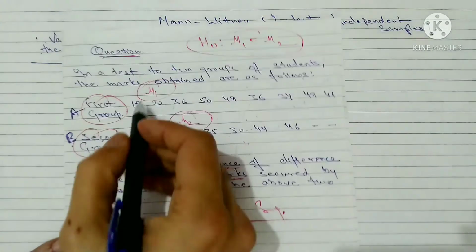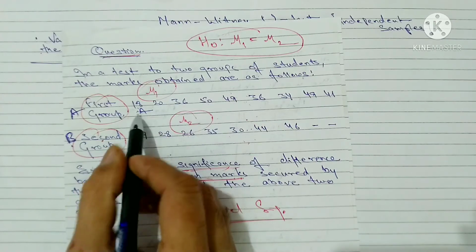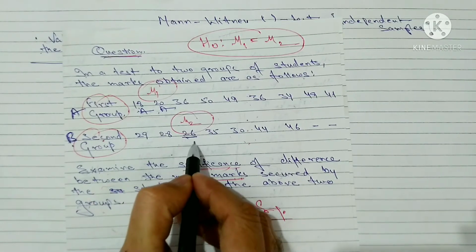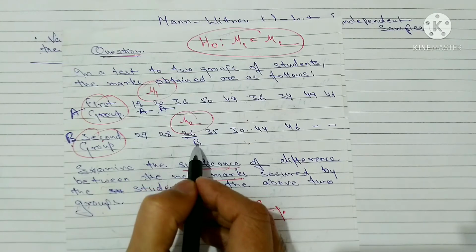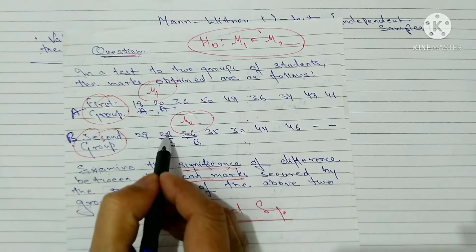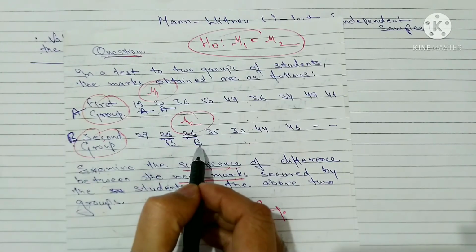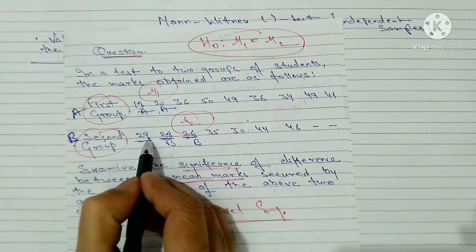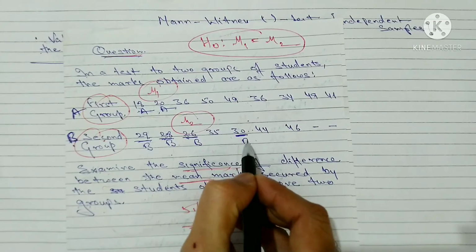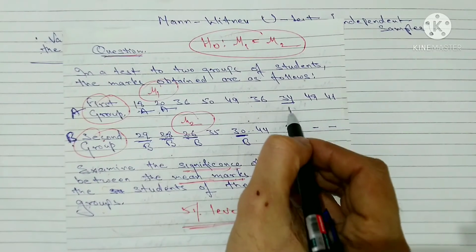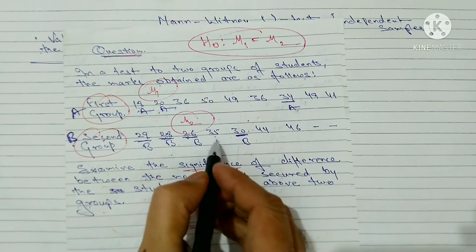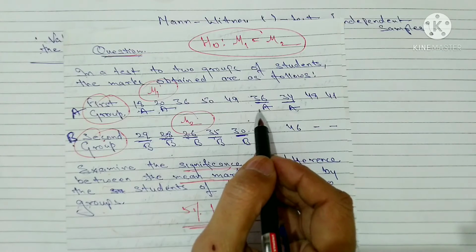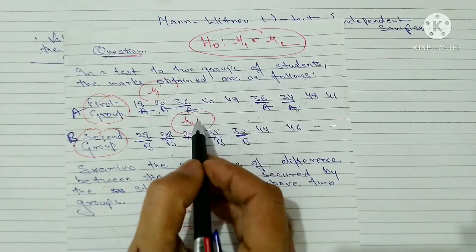First value is 18, means 18 A. Second value is 20 A. Then third value is 26 B. Then 28 B. The next higher value is 29, same from group B. Then 30, again from group B. Then 34 group A. Then 35 group B. Then 36 group A. Then 36 again group A, and so on.